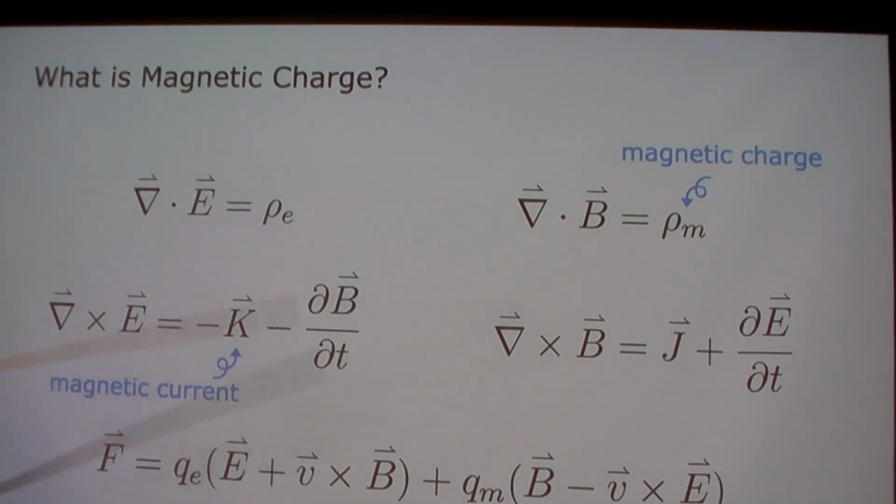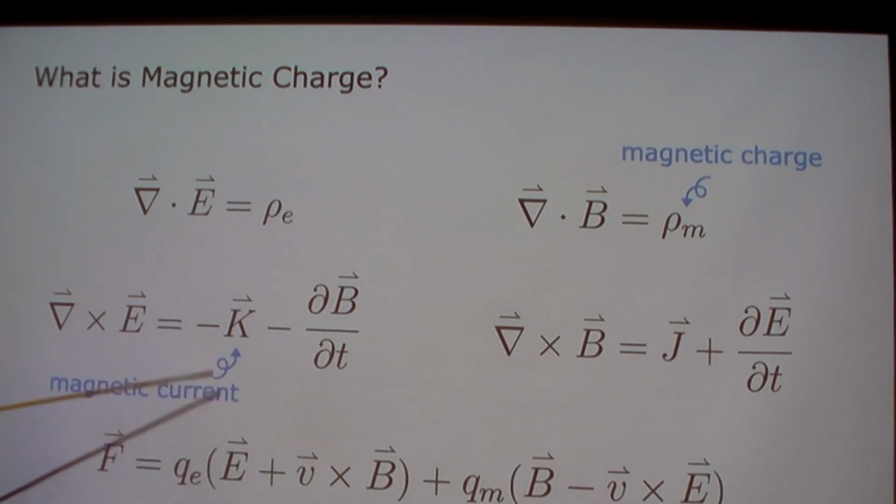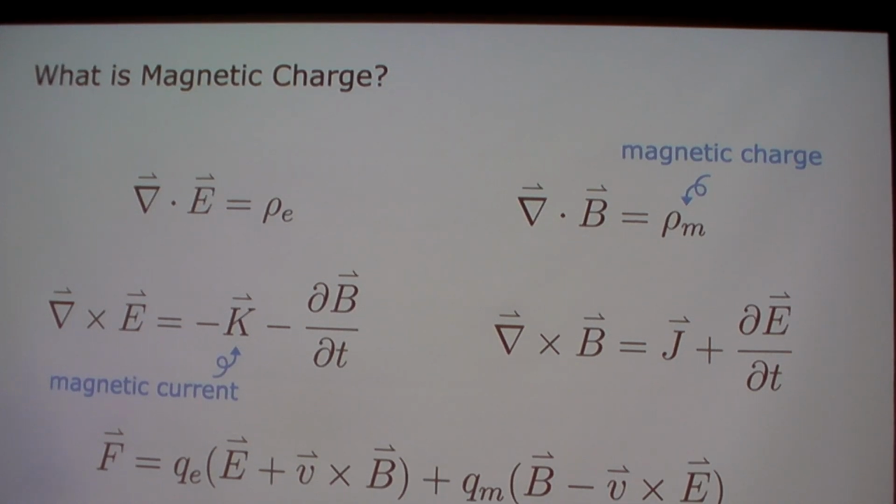So, what is magnetic charge? It's easy to understand if you look at the classical level. You just point at the Maxwell equations and say, this is magnetic charge, and this is magnetic current. If your particle has a magnetic charge, you get an extra term in your Lorentz force. That's the classical level. It's easy to understand, but we want to do quantum theory.